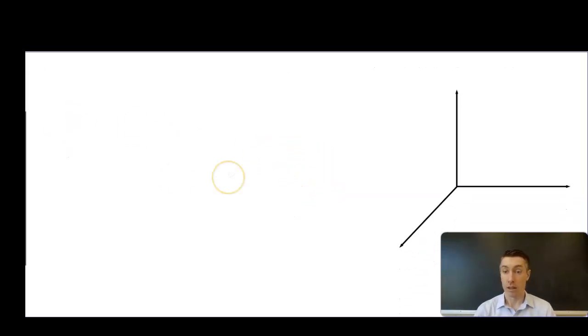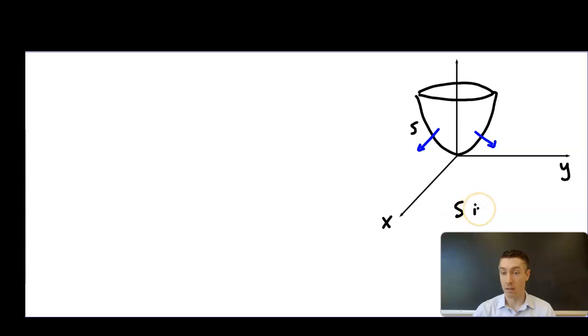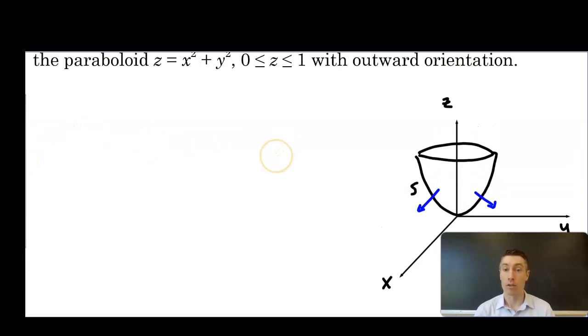Okay, so if we start by drawing our surface, x, y, and z, we have a paraboloid like this. Okay, so that's our surface S. Outward orientation, so that means our normal vectors are going to point downward there. Now this is not a closed surface, right? So S is not closed. Since S is not closed, we don't have the setup for the divergence theorem, right? It only works if we are finding the flux through a closed surface.